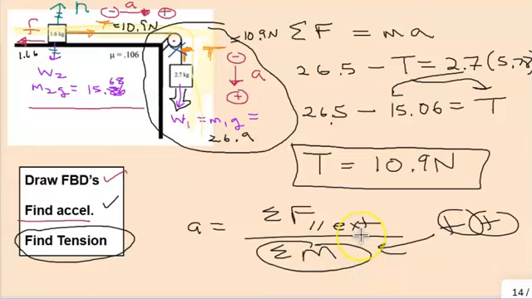And then you can do this yourself if you want. I'm not going to make the video any longer. You could do sigma F equals ma, just focusing on the 1.6, and say tension minus friction equals that mass times a, and it's a great way to check your work. You'll get 10.9 looking at the top mass as well.